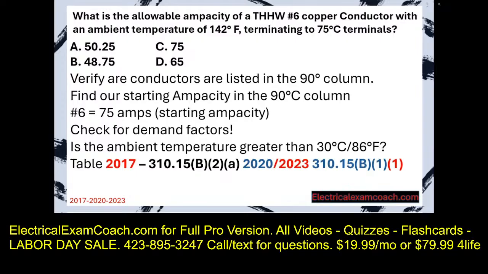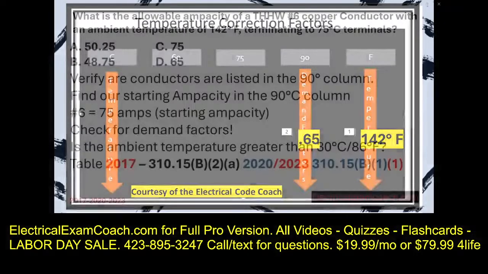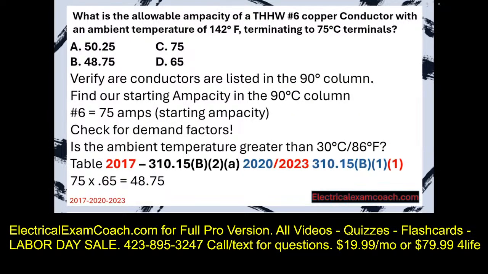We're going to head to our respective table depending on our code cycle. And we're going to go find our correction factor. When we get there, we're going to start on the right-hand side because the question stated it in Fahrenheit. Then we're going to go down until we find our range of temperature. Ours was 142 degrees. Then we're going to slide over and find our correction factor. And remember, it's just a demand factor. Now, what we're going to do is we're going to head back and do our math. We take our starting ampacity multiplied by the correction factor, and that gives us a new allowable ampacity of 48.75, and we select B. Great job!